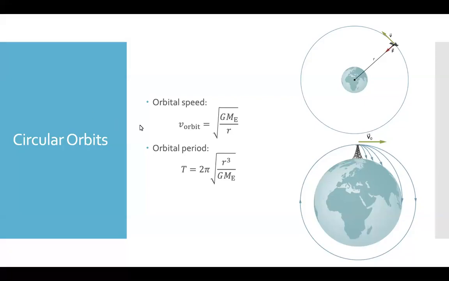Okay, we're going to go ahead and continue our discussion and begin talking about circular orbits. So we're looking at orbits, something like a satellite orbiting the Earth, okay? And so we are able to determine the orbital speed by something very similar to our equation in the past.